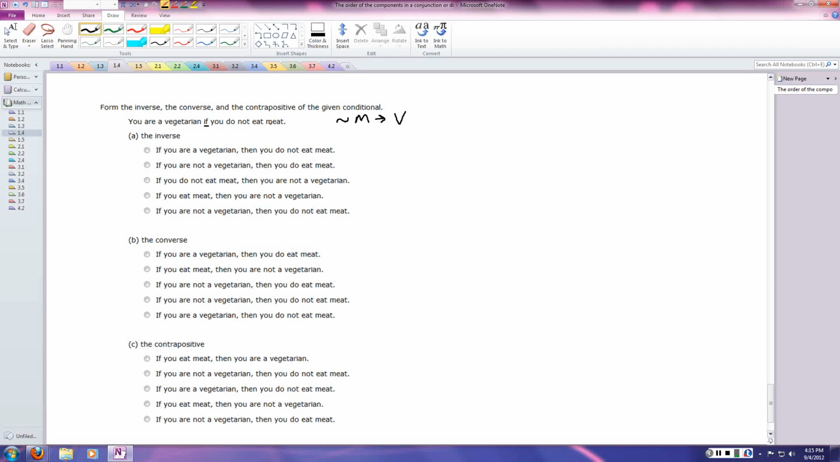So this is, you do not eat meat. So do not eat meat would be M. Oh, sorry. Eating meat would be M, and this would be not M. And then you are a vegetarian would just be V. So the statement would be, if you do not eat meat, then you're a vegetarian. So the inverse, the contrapositive, and the converse, you should be able to write it symbolically and then figure out what it's saying in words.